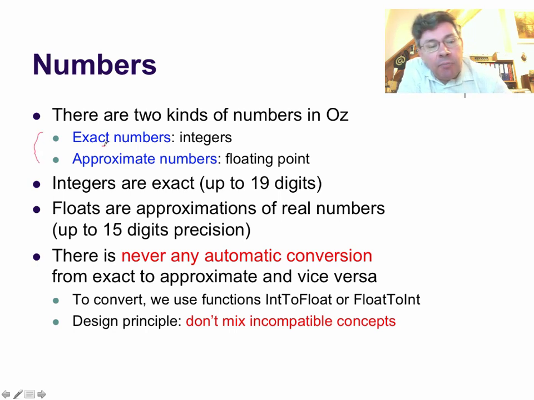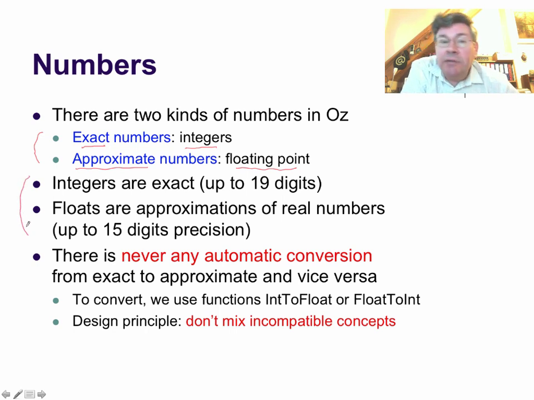So talking about numbers, there are two kinds of numbers in Oz. There are exact numbers and approximate numbers. All calculations with exact numbers are exact. All calculations with approximate numbers are approximate. Exact numbers in Oz are integers. Approximate numbers in Oz are called floating point numbers. Integers are exact up to 19-digit precision. This corresponds to 64 bits. And floats are approximations of real numbers, and they have up to 15-digit precision.